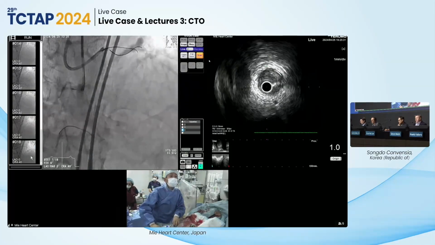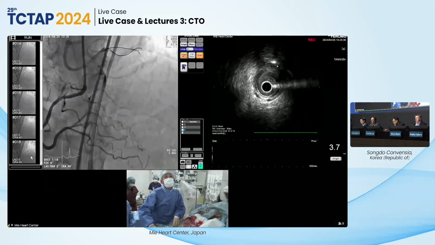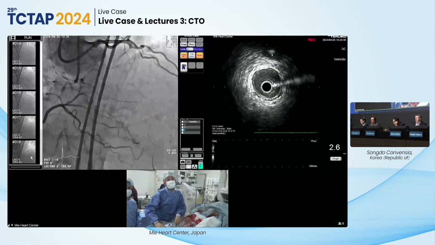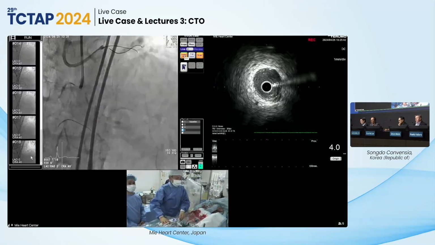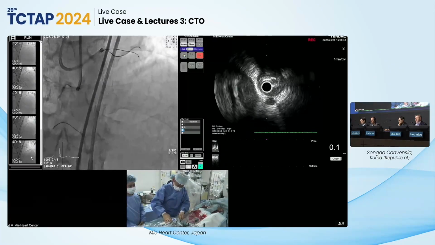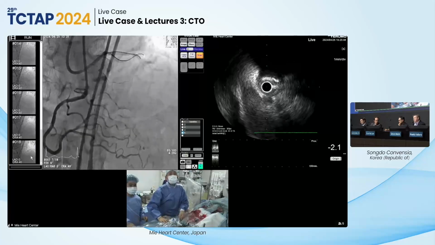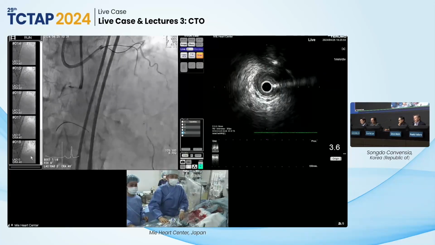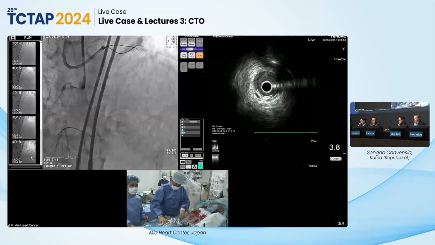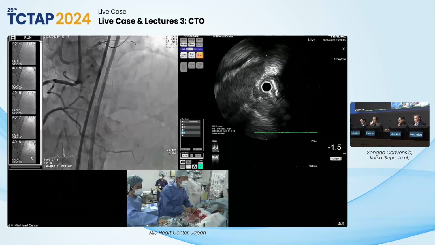At least entry is okay, but then it's deviating, so I think it's not intraplaque, right? I think it ends up somewhere in the subintimal space, basically. Yes, sure. It's hard, even with the IVUS guidance, we cannot see the real entry point in this case. Yeah, I think that's the struggle. It's hard to be 100% certain. So I think it's time for the retrograde approach.